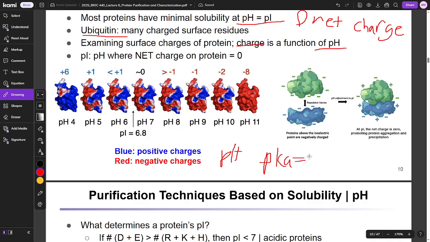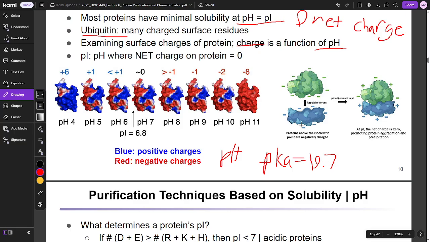So for lysine, for example, the pKa is around 10.7. If the pH is above the pKa, for example at pH 12, I'd be in the basic form of lysine, deprotonated. If I was below the pKa, at around 8, I would be protonated. So in physiological conditions, at pH 7, lysine would be protonated.